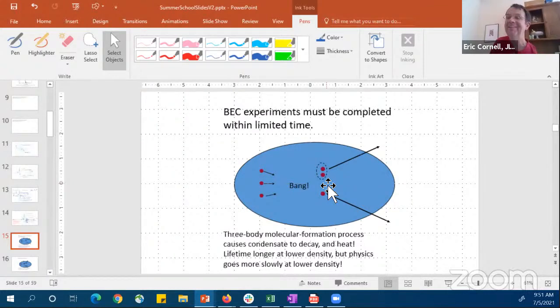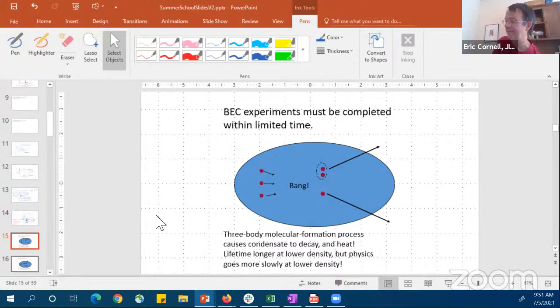In fact, energy is released, and the density of molecules and atoms are so low that they never find each other and come back into atoms. And this process not only causes the condensate to disappear, these energies are much, much higher, 10 to the 10 times higher, perhaps, in some cases, than the temperature of the condensate.